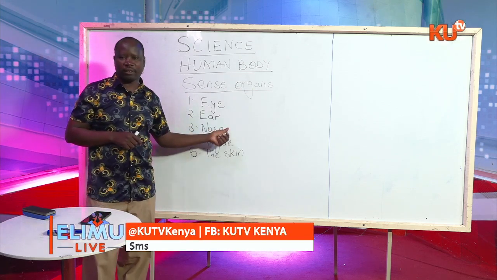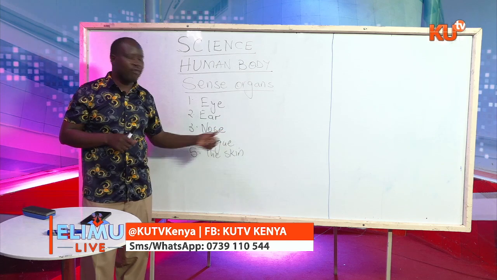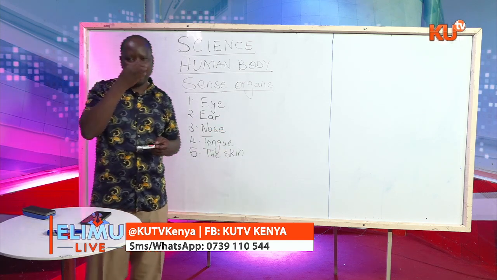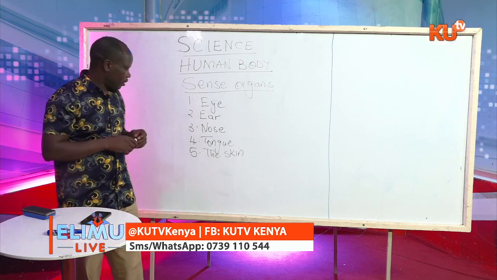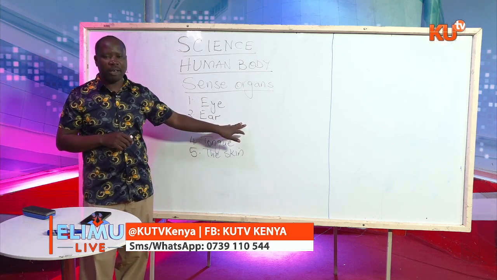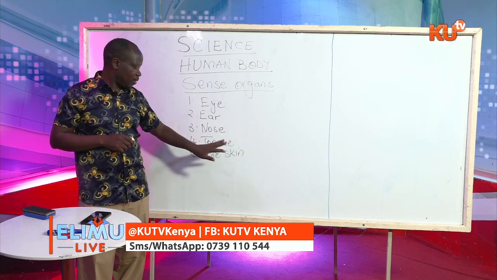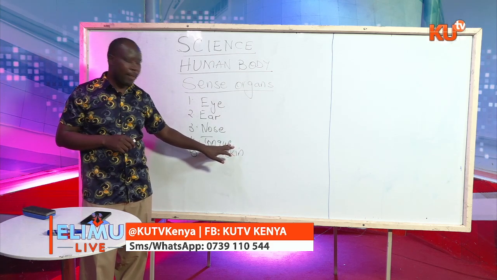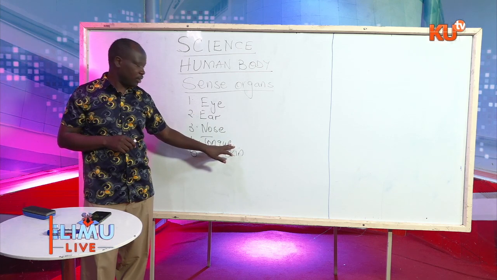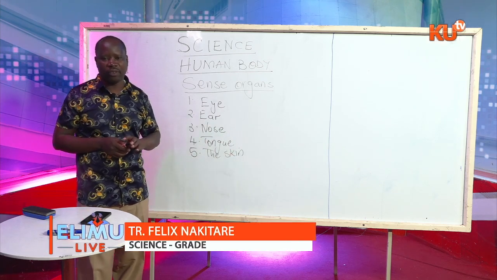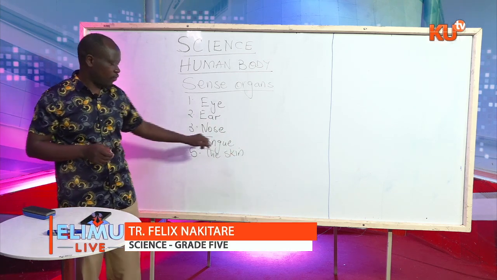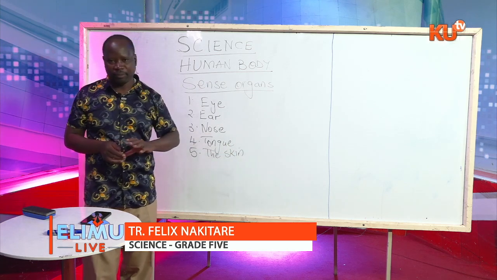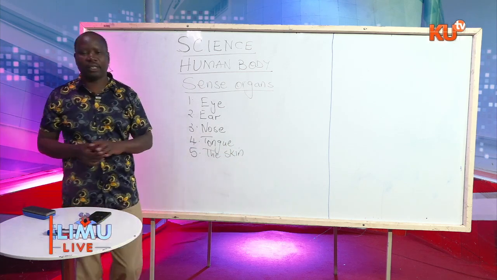We come to the nose. Every human being has 1 nose. Like mine here, I have 1 nose. Then we have the tongue. The tongue is also one, and this tongue is found inside our mouth, in between the teeth. So we have only one tongue, whose function we shall see.